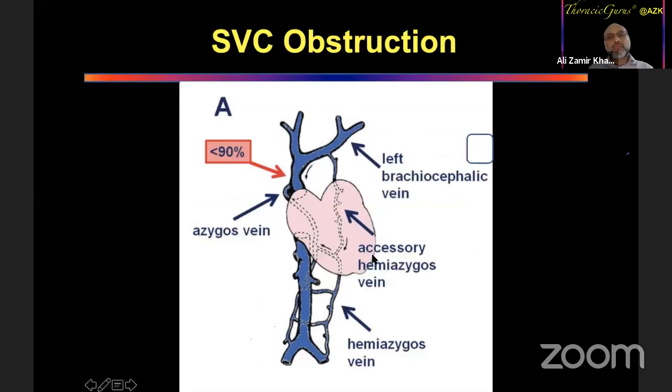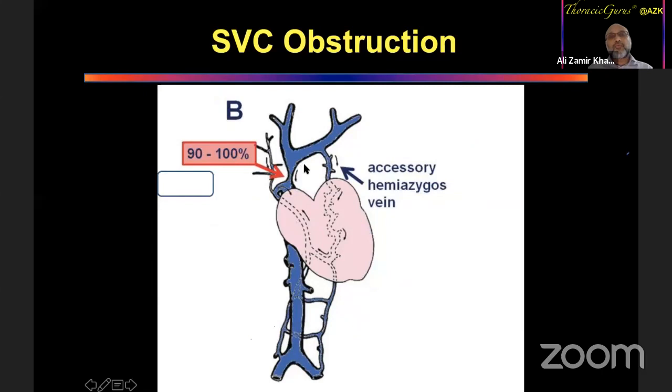So let's have a look at what is happening here. Here it is more than 90%. Azygous is here. This is supra-azygous. So this is a type 1. This would be a type 2, 90 to 100% supra-azygous again. And the back pressure changes are being felt on the left side. The accessory hemiazygous will actually take up the collaterals.